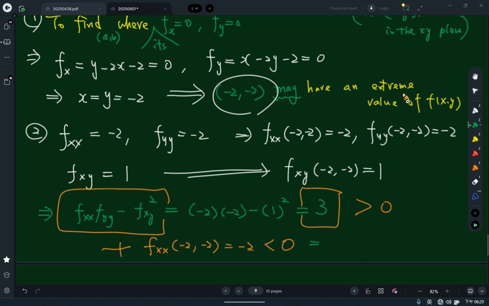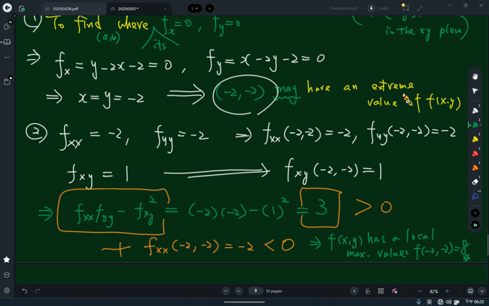So we can conclude f(x,y) will have a local maximum value, and the value is 8.